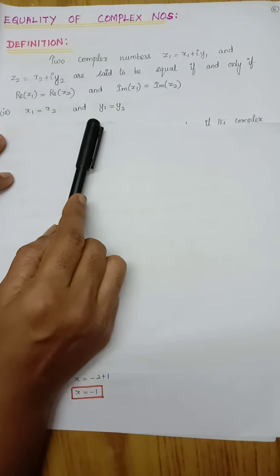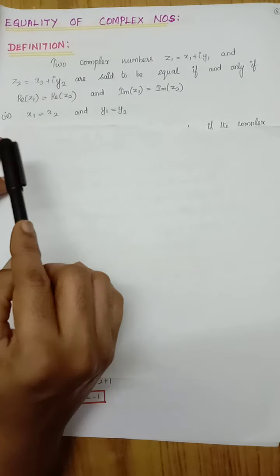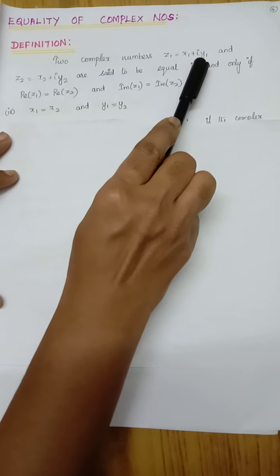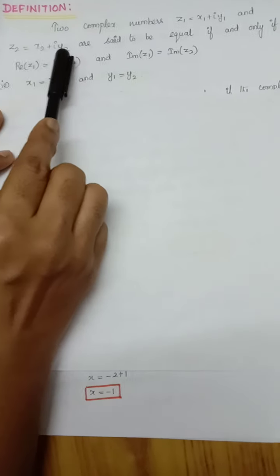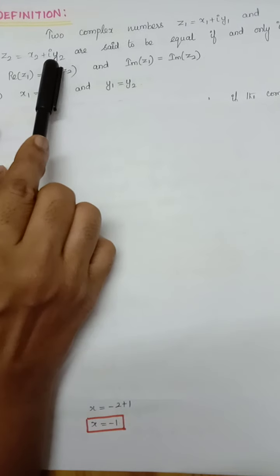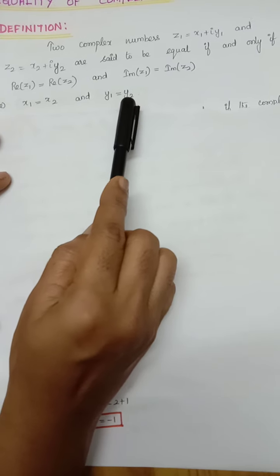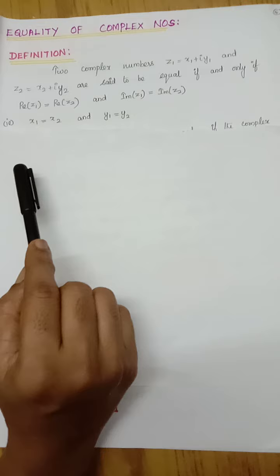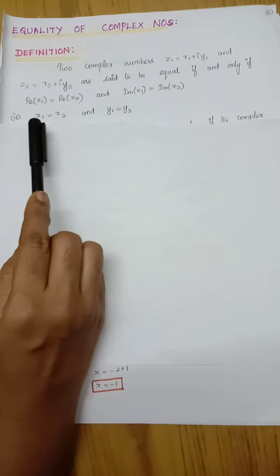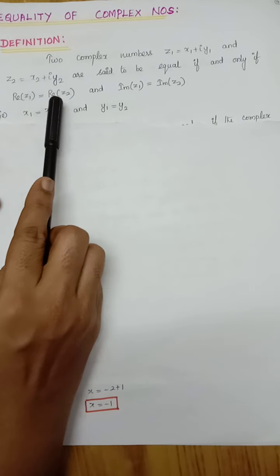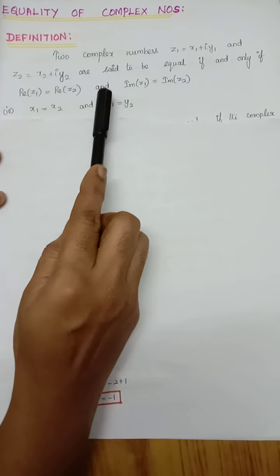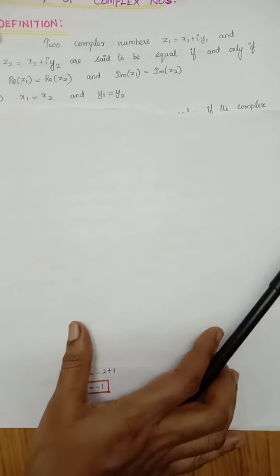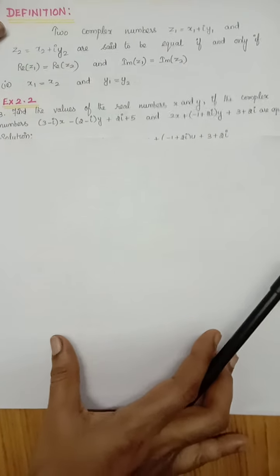In the same way, the imaginary parts of both complex numbers are the same. Here y1 is the imaginary part of z1, and y2 is the imaginary part of z2. So y1 is equal to y2. So the 2 complex numbers are said to be equal if and only if the real part of z1 is equal to the real part of z2 and the imaginary part of z1 is equal to the imaginary part of z2. You see the problems regarding this.